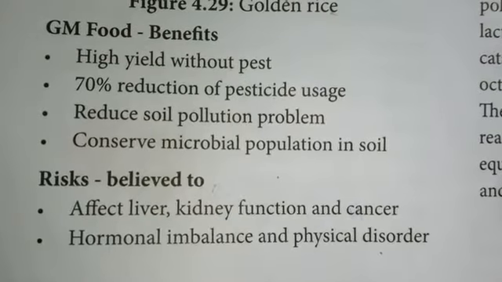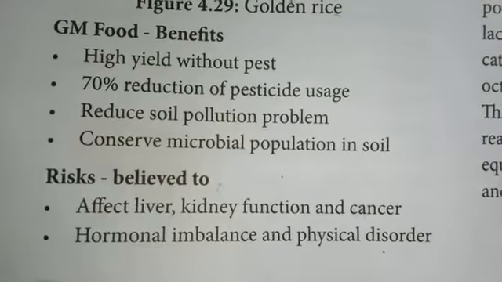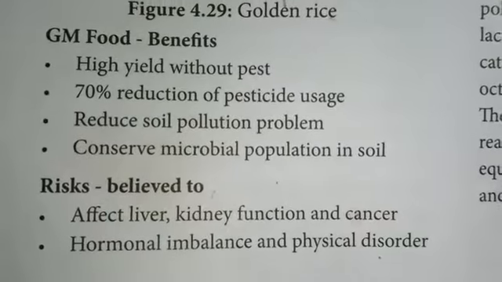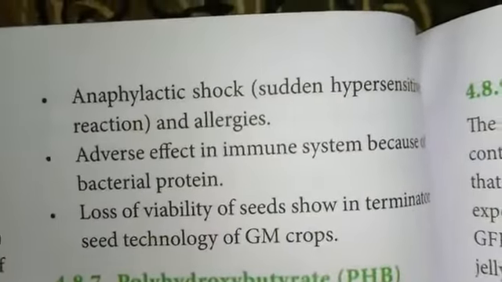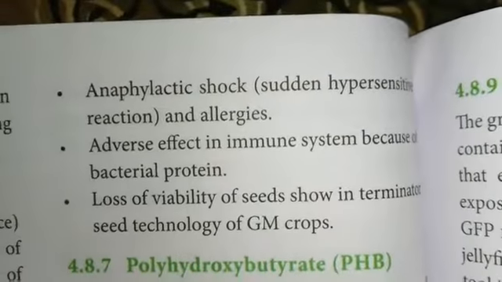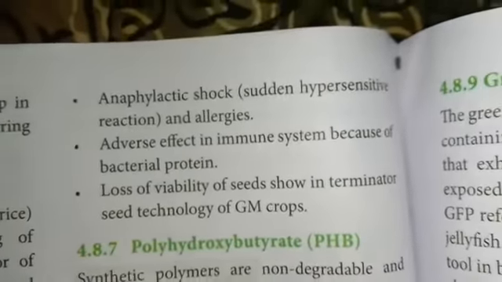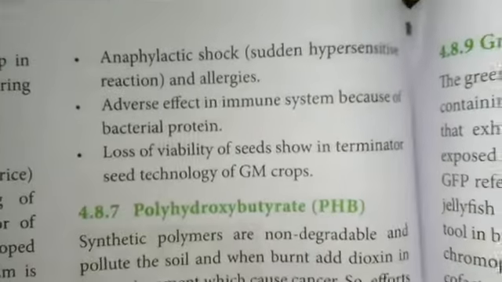Hormonal imbalance and physical disorder may occur due to genetically modified crops. By regular usage of the genetically modified crops, some changes such as hormonal imbalance and physical disorders may occur in individuals.